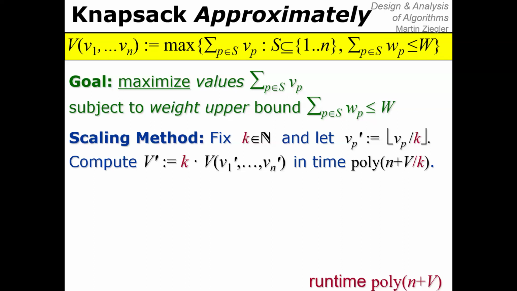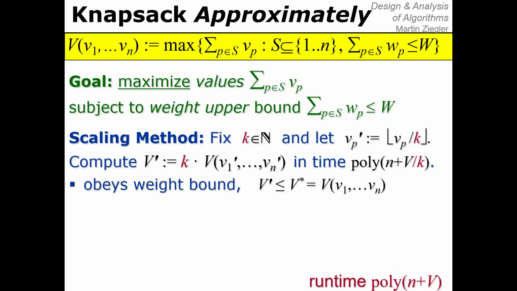But the output of this algorithm will be worse than the optimal value, because remember, a packet which used to be worth 999 won was rounded down to zero. So this rounding down really incurred a loss. Our algorithm is faster by a factor of k, a factor of 1,000, but it doesn't return the optimal, it returns something less. We cannot get up to the optimal.